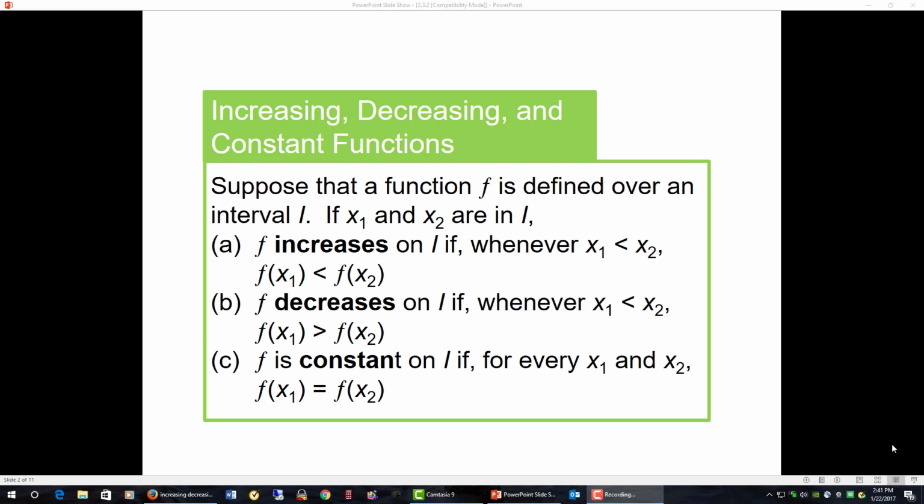Part B says f decreases on the interval I whenever x1 is less than x2 implies that y1 is greater than y2, or f of x1 is greater than f of x2 in that functional notation. And the function is constant on the interval for every x1 and x2 if y1 equals y2 or f of x1 equals f of x2.